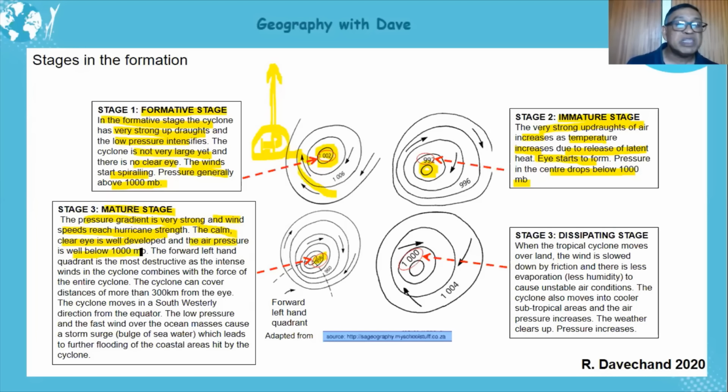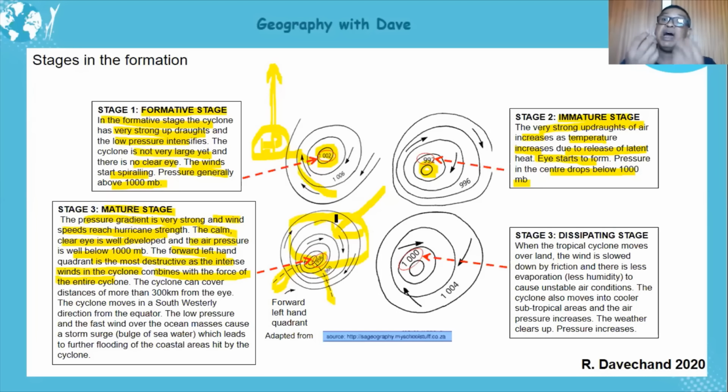The forward left-hand quadrant, this one here, some people call the dangerous semicircle, because remember the cyclone is moving from east to west, and this is the southern hemisphere. This forward left-hand quadrant down here is your most dangerous, most destructive and most intense. Winds and cyclones combine here. So why is it intense? There are strong winds already, plus it combines with the force of the entire cyclone behind it.